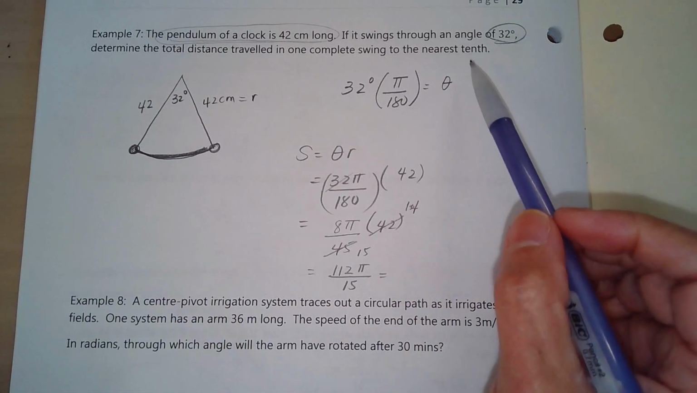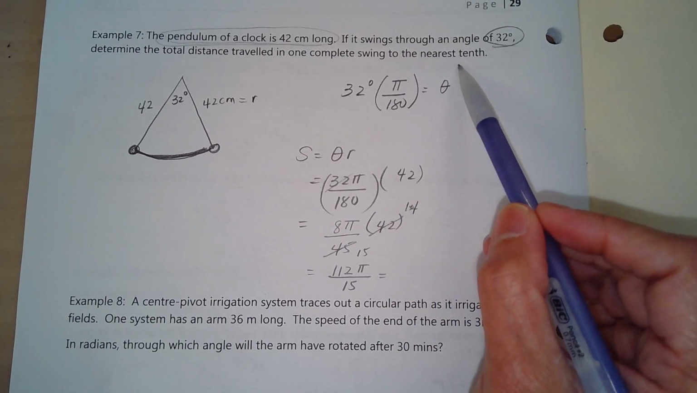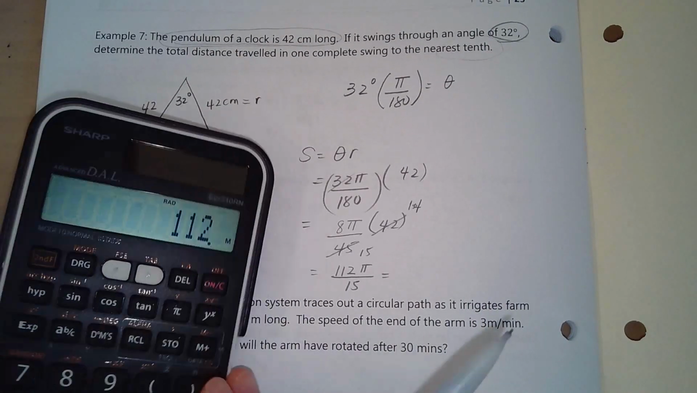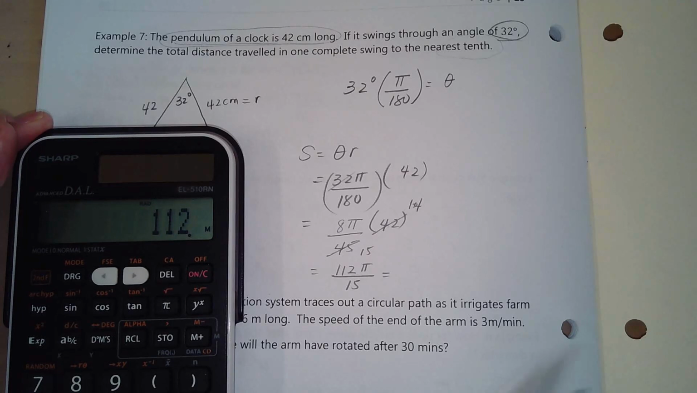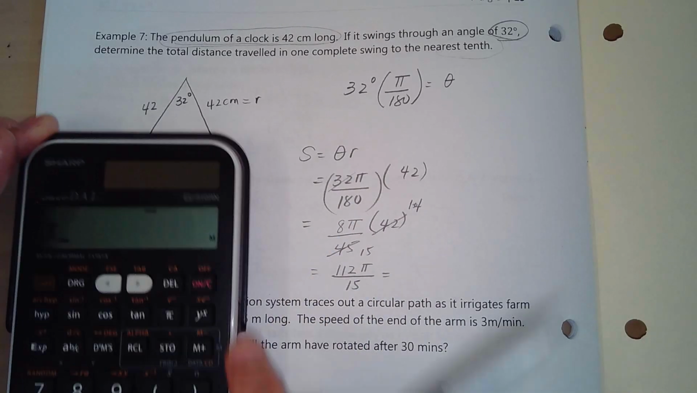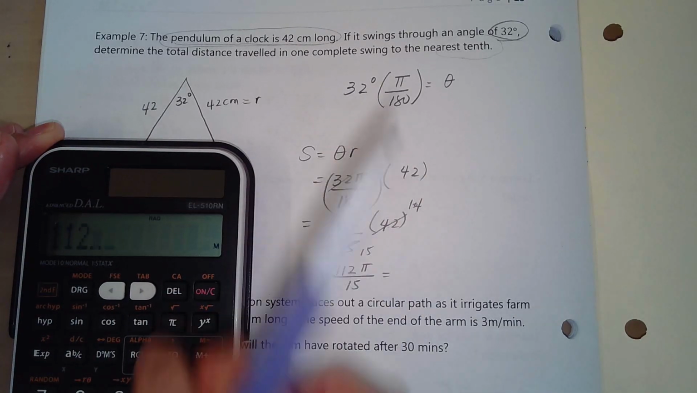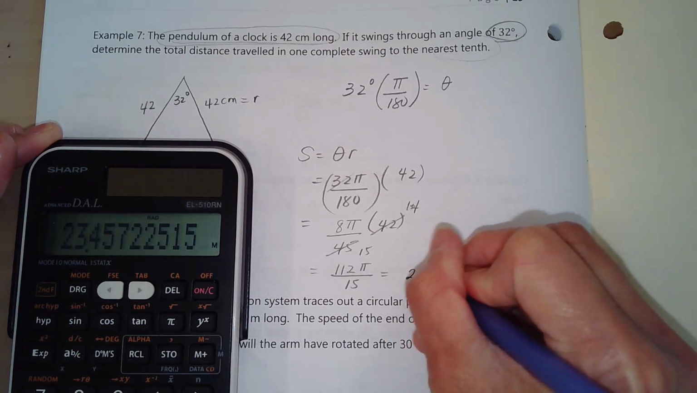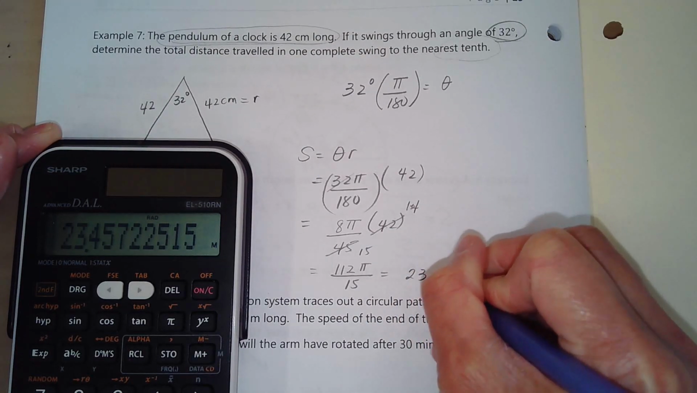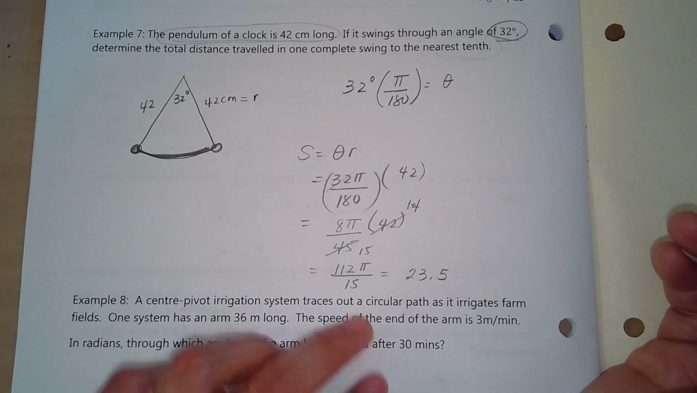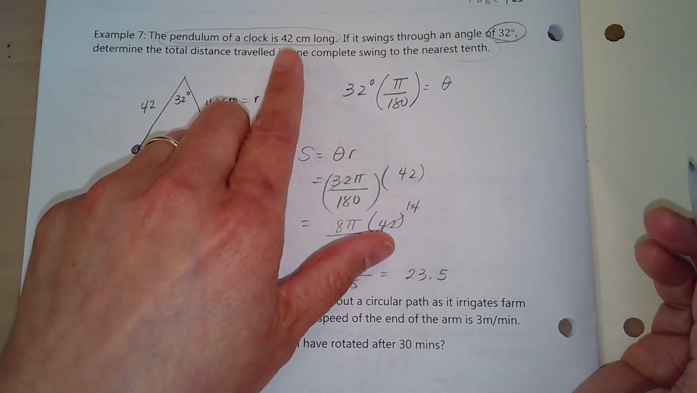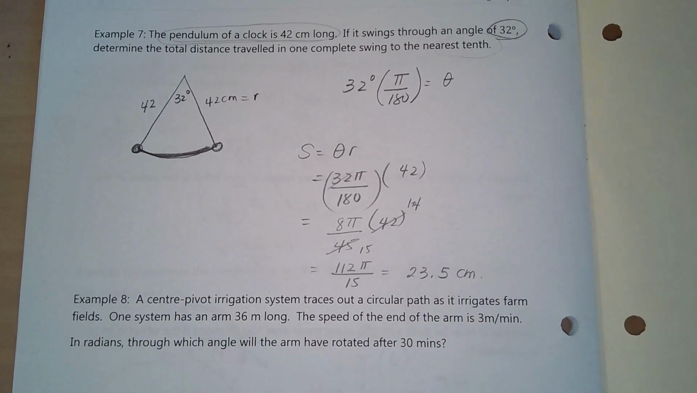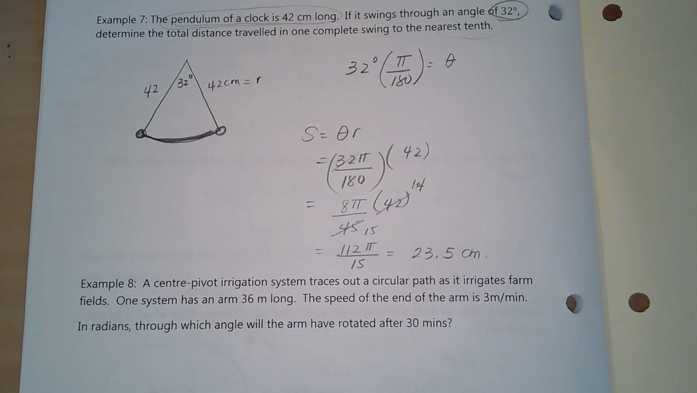Oh, I did all that for nothing because it says rounded to the nearest tenth. So we'll just figure that out, rounded to the nearest tenth. 23.5 centimeters. Is that okay?